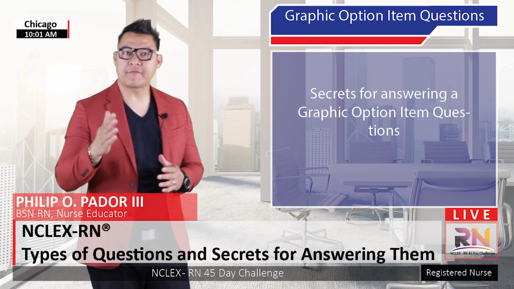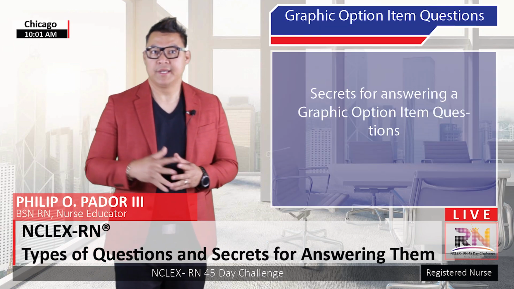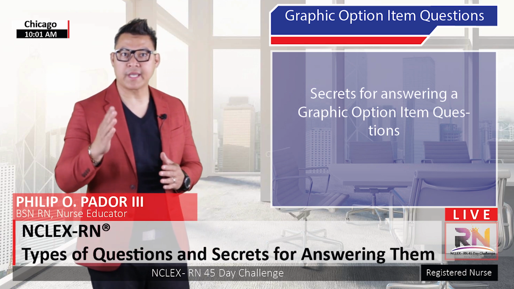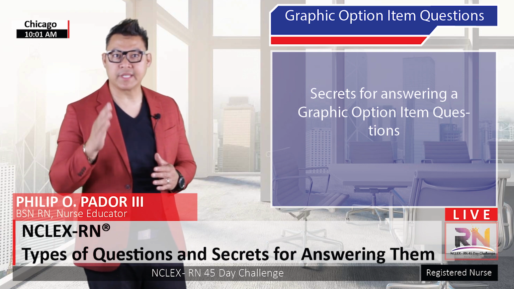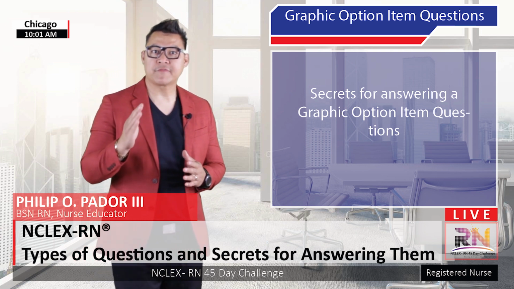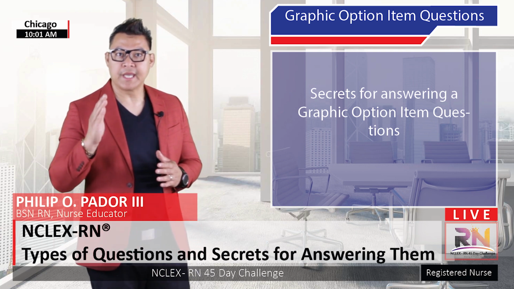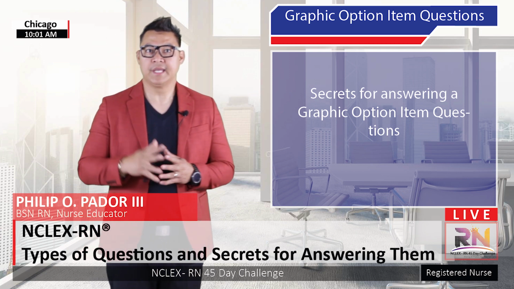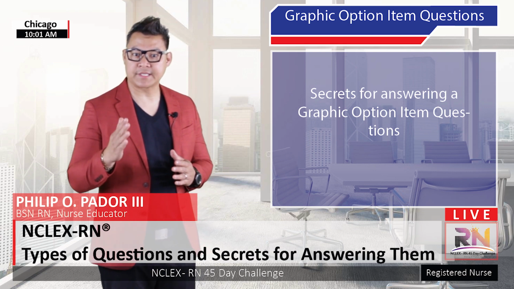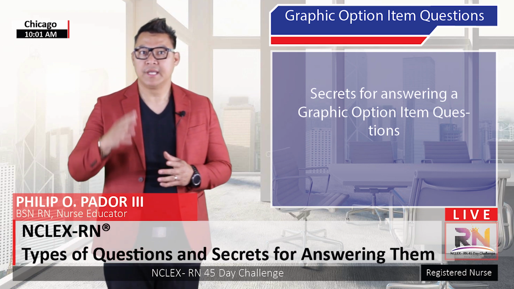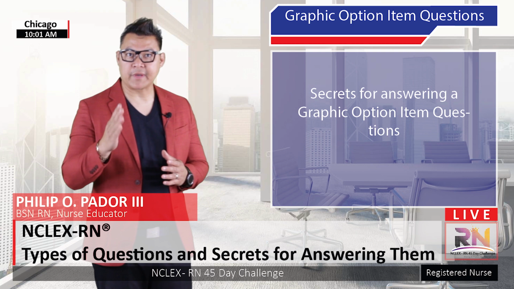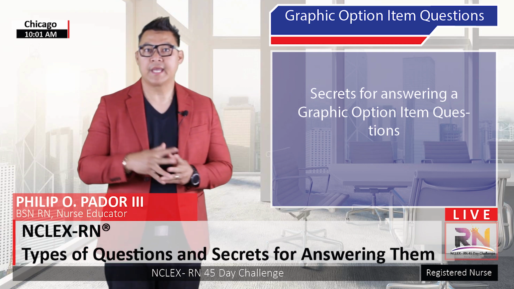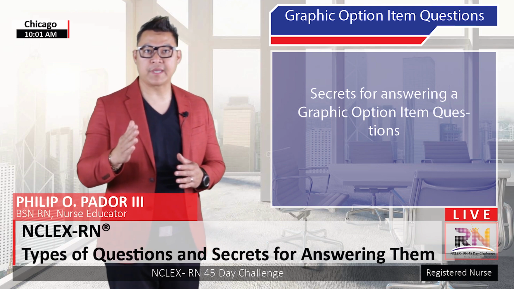Secrets for answering graphic option questions. Read the questions carefully and visualize the answer before looking at the options presented with the test item. Look carefully at each graphic option and be certain you understand the difference among the options. Select the option that best answers the question. Double check your answers by reviewing the question, answering the question based on nursing practice, and matching the answer to the graphic option.